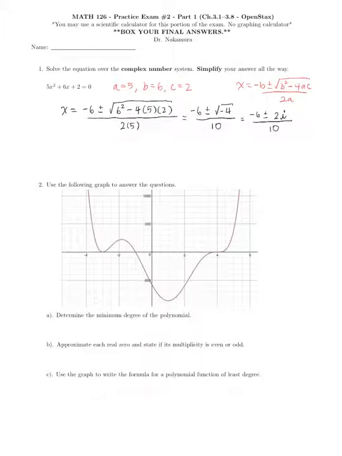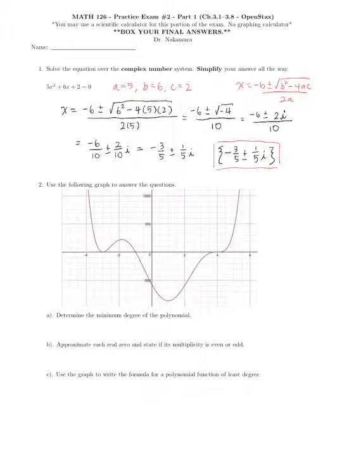Now let's keep simplifying. So this is going to be negative 6 over 10 plus or minus 2 over 10 i. We can reduce that to negative 3 over 5 plus or minus 1/5 i. I think that's good enough, so let's put that in the solution set. Therefore, the solution set is negative 3 over 5 plus or minus 1/5 i. And I'm going to box that for the answer.